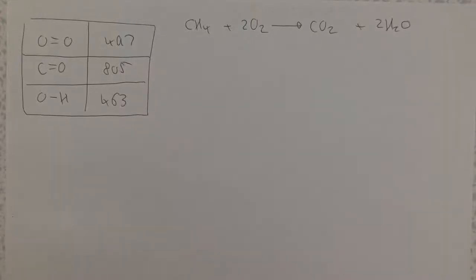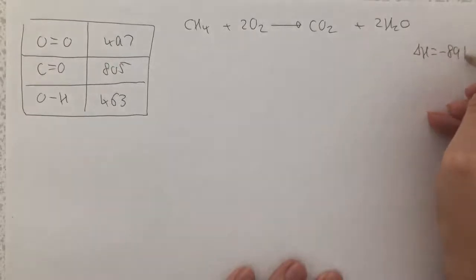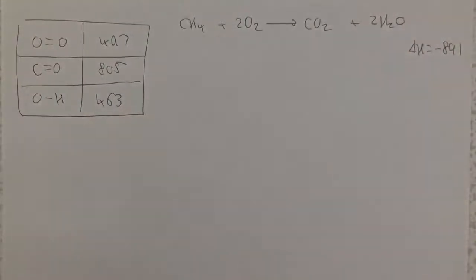Okay, so in this adaptation question about bond enthalpies, we're given 3 bond enthalpies. This is for the free part I, and we're given an equation with a delta H. It tells us the delta H here is minus 891 kilojoules per mole. Now, normally, you wouldn't be given the delta H, you'd be given the bond enthalpies and asked to find it.